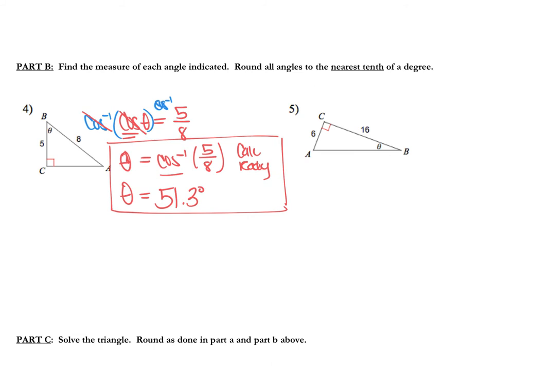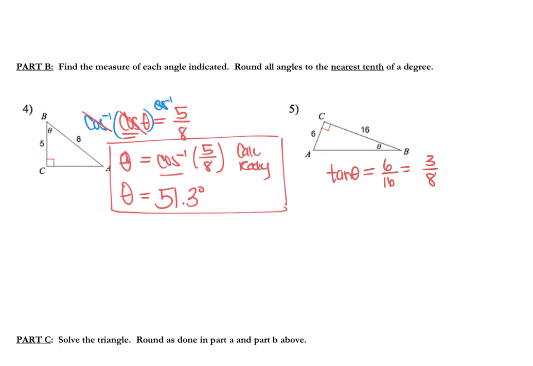On 5 here, I have this angle. I'm given the opposite leg and the adjacent leg. So that tells me I should be using tangent. So tangent of theta equals opposite over adjacent. And you might notice that I can reduce a 2 out of these, so you can reduce out 2.